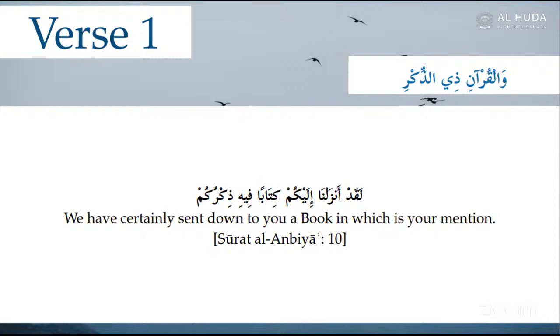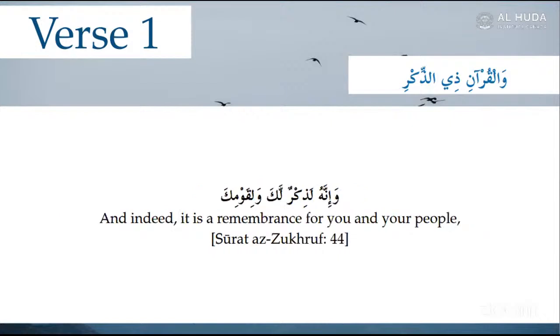And then fourthly, the dhikr in the meaning of sharaf, integrity, prestige. So it is a source of favorable mention and honor for those who choose to live by its teachings. It brings them integrity and prestige, not only in this worldly realm, but also in terms of the hereafter. In Surah Az-Zukhruf, verse 44, وَإِنَّهُ لَذِكْرٌ لَكَ وَلِقَوْمِكَ. And indeed, it is a remembrance for you and your people. Meaning, if you abide by its teachings, it is a means of securing respect and integrity for you.